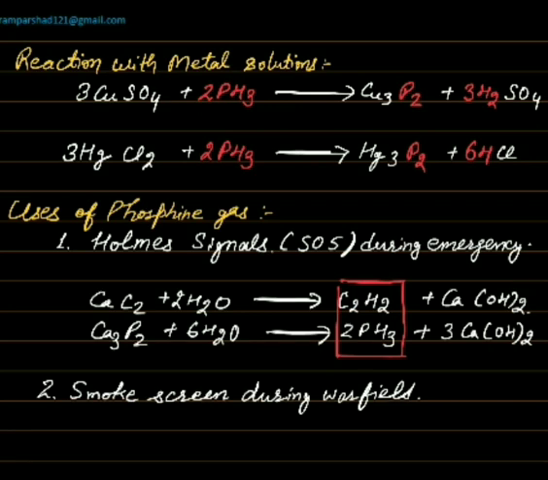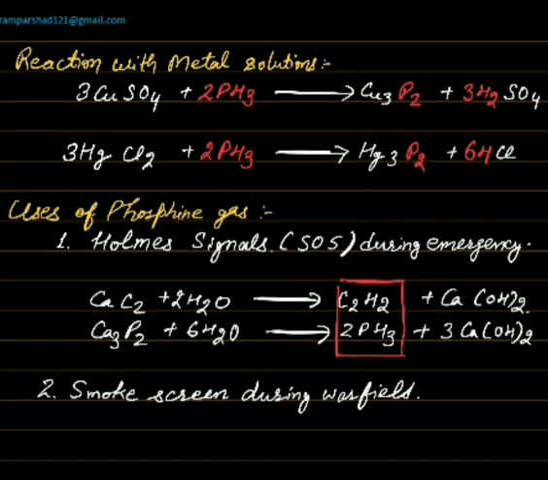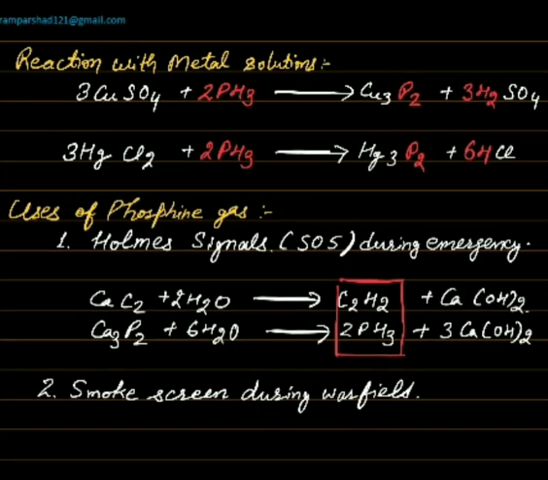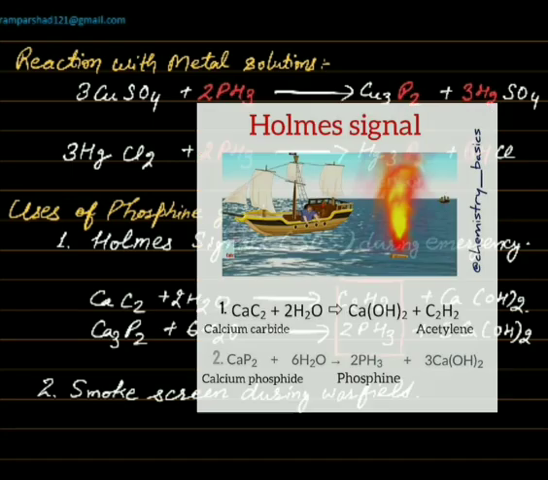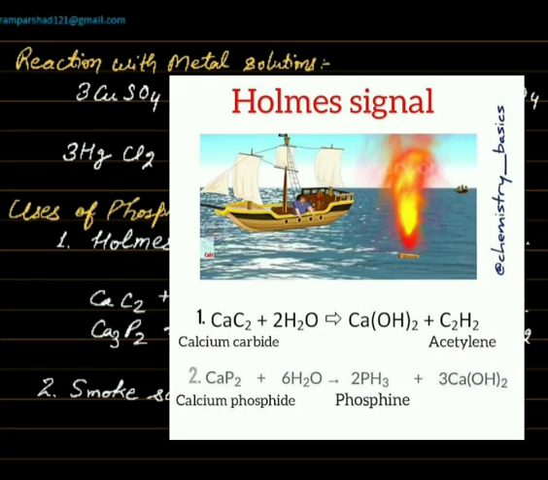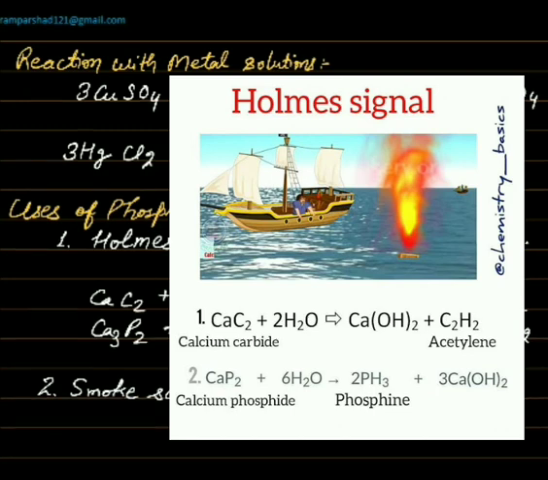Now the uses of phosphine gas. Phosphine gas is used mainly in Holmes signals. Holmes signals are the SOS signals. SOS means save our souls. Safety signals which are used during emergency, while shipwreck or any other situation.